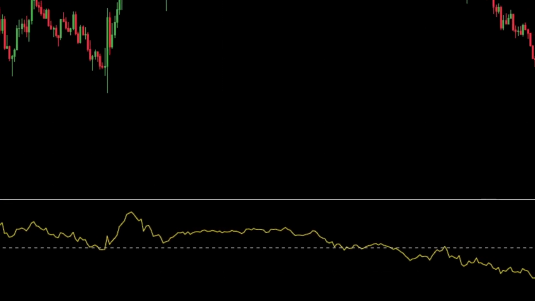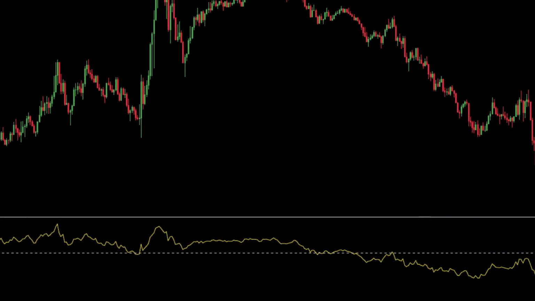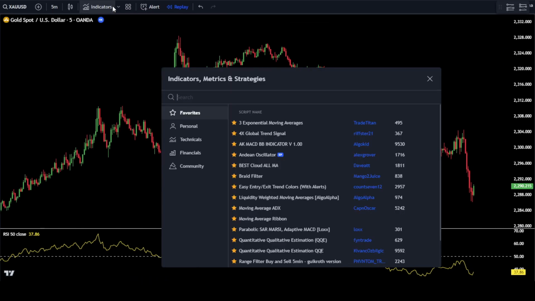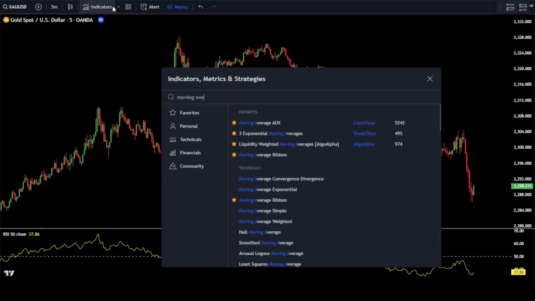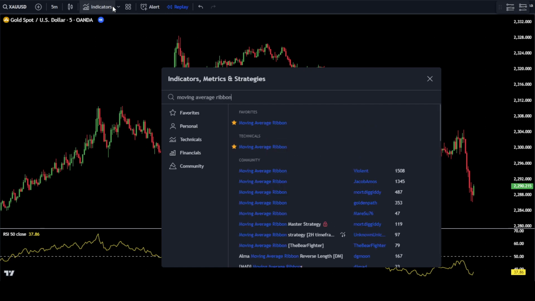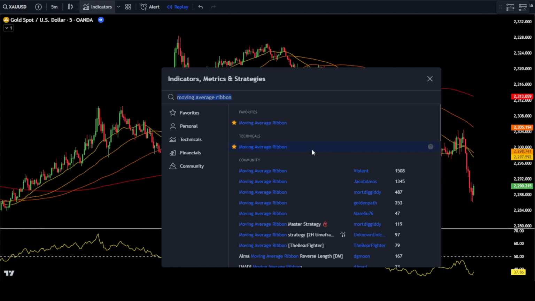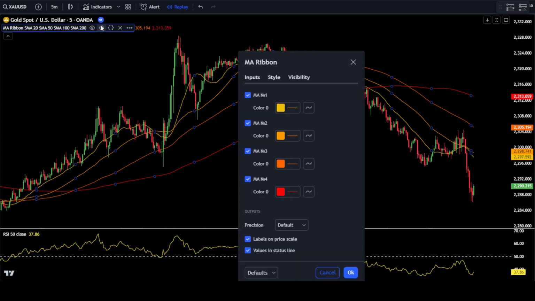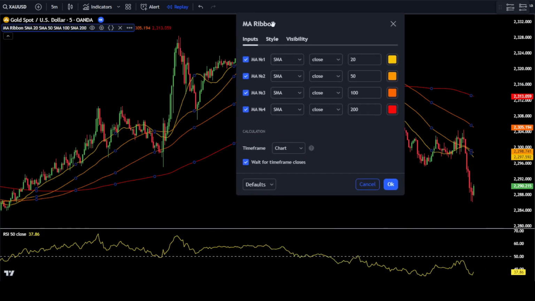Now, add the second indicator that will be used as a trend guide in the market. Go to the Search Indicators tab and type Moving Average Ribbon. Then select the default Moving Average Ribbon from Tradingview. Next, go to the settings of the Moving Average Ribbon indicator. In the Input tab, deactivate the checkmarks for MA number 3 and MA number 4.